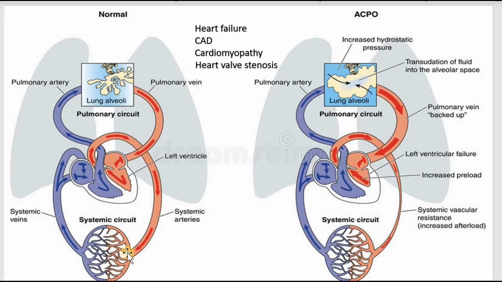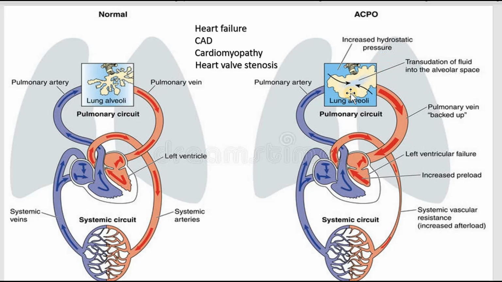Any heart condition or heart disease where the heart cannot pump blood efficiently, the pressure in the heart goes up. As the pressure goes up, there is a backup pressure into the pulmonary circulation. More pressure in the heart, backup pressure into the pulmonary circulation. And when there is more pressure in the pulmonary circulation, there is increased hydrostatic pressure. What is hydrostatic pressure? That is the pressure exerted by the fluids. So more pressure causes fluid leaking into lung alveoli, leading to pulmonary edema.